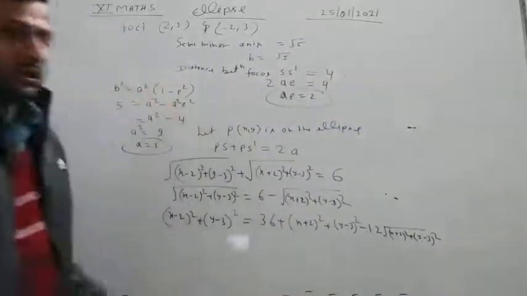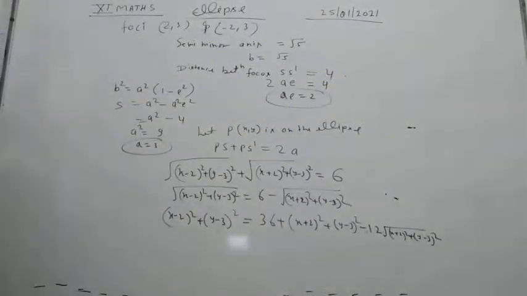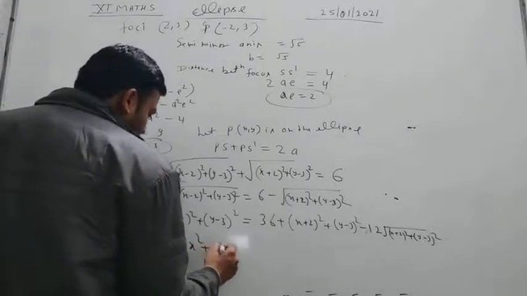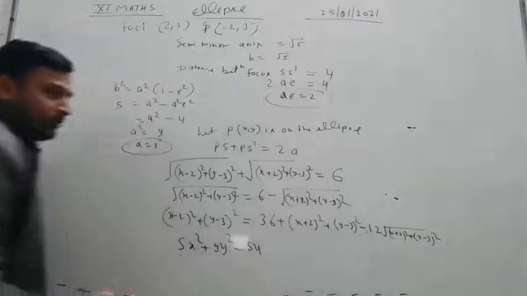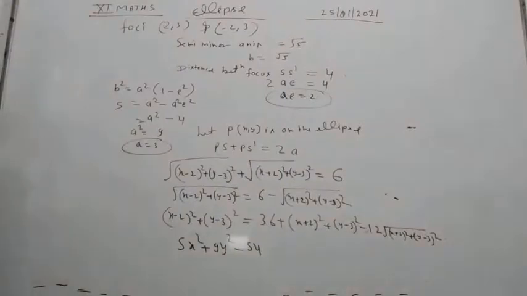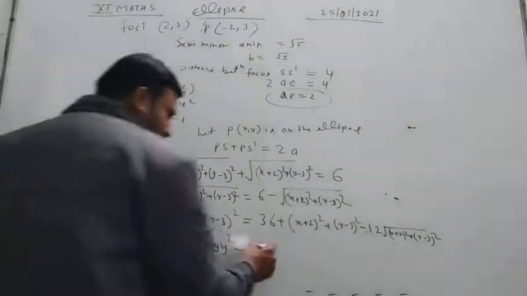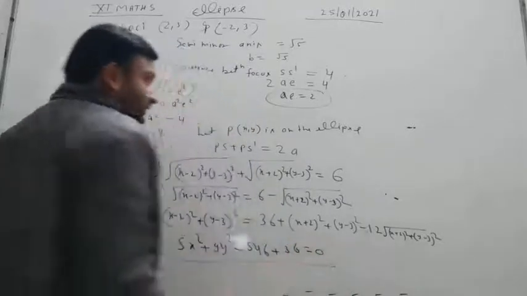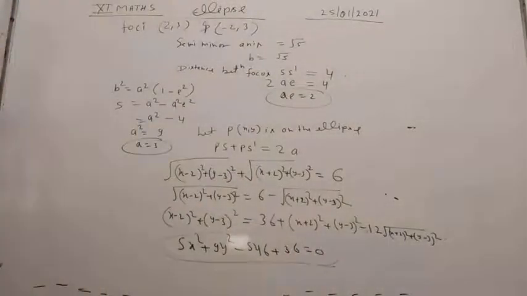Now when we further solve this equation, we get the result 5x square plus 9y square minus 54y plus 36 is equal to 0. This is the required equation of the ellipse which we had to find out.